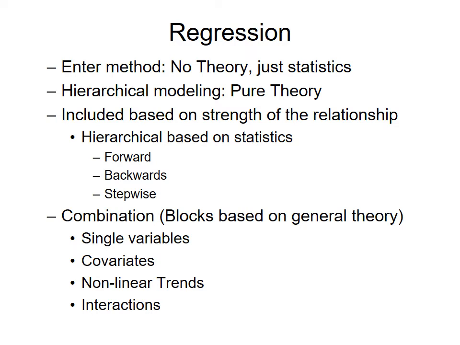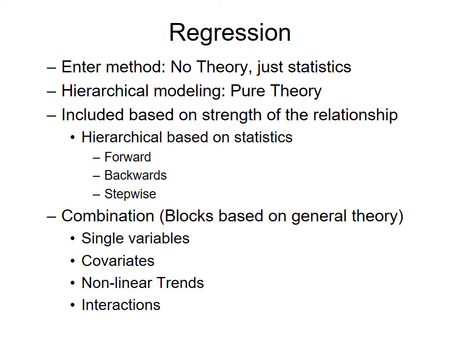Now, when we put those three in a second block, we get to choose how they're going to be entered within that block. Do we want them entered forward, backward, stepwise, or enter? And that's why I'm kind of referring to this as a combination of systems. And then again, we could have interactions in the fourth block, nonlinear trends in the third block, and interactions in that fourth block. And again, if there's multiple interactions, how do we want SPSS to choose to look for those interactions? Do we want to do it forward, backwards, or stepwise?